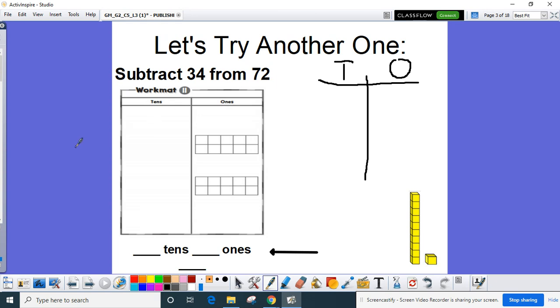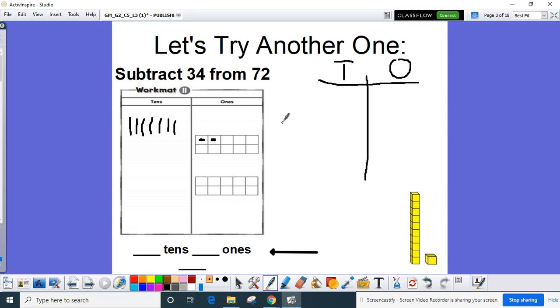How many tens are in 72? 7. So we're going to draw a quick picture of 7 tens. 1, 2, 3, 4, 5, 6, 7. And then how many ones are in 72? That's right, 2. So in the ones column, we're going to draw a quick picture of 2 ones. Okay.